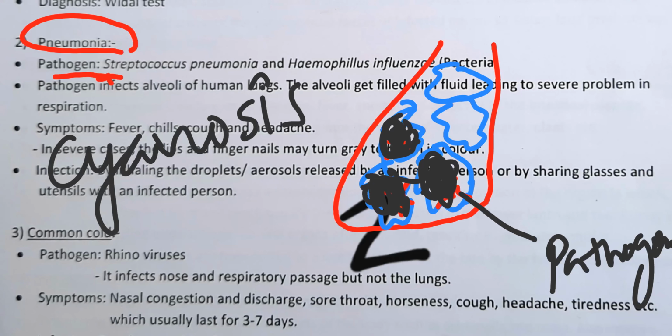If a person is already suffering from pneumonia and having a shortage of oxygen because the alveoli are filled with fluid, what happens is that the person's blood has a reduced level of oxygen. Our blood with the reduced level of oxygen starts turning from red to a slightly bluish tinge.